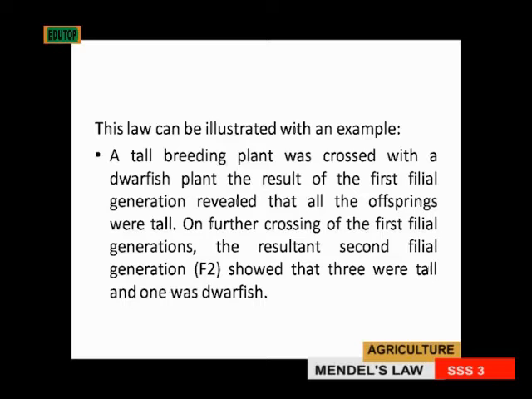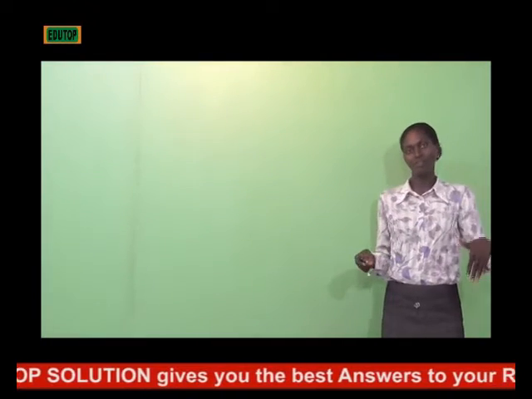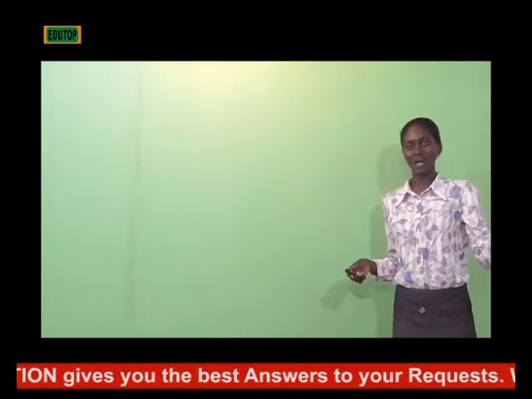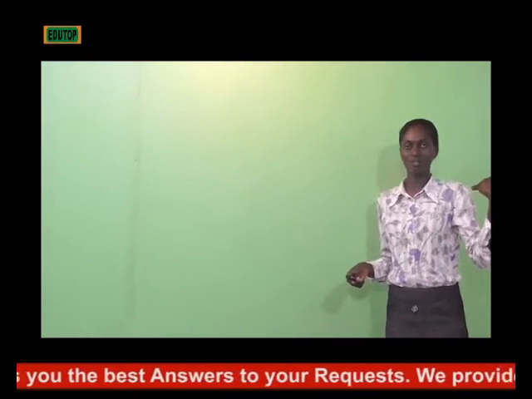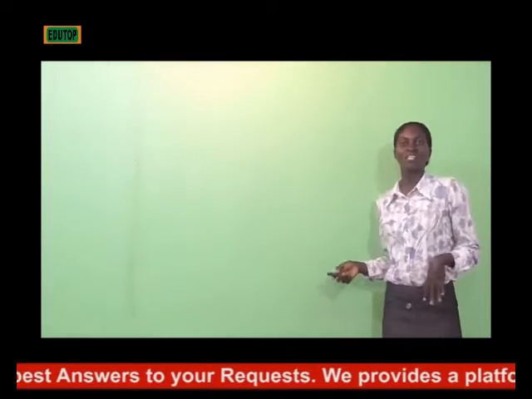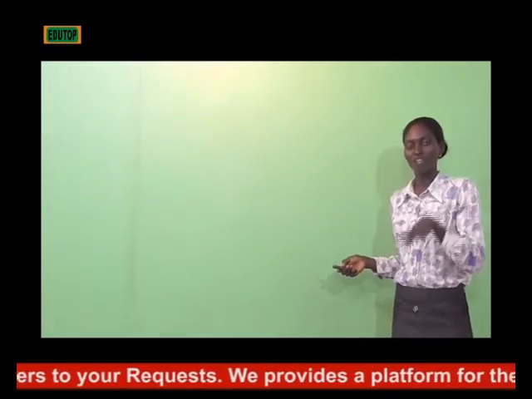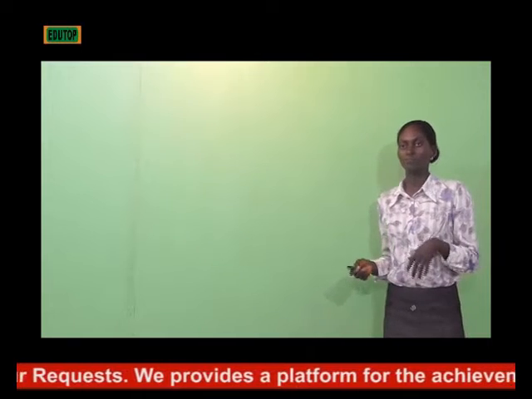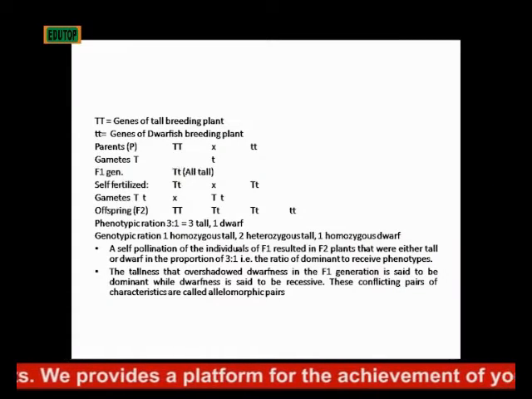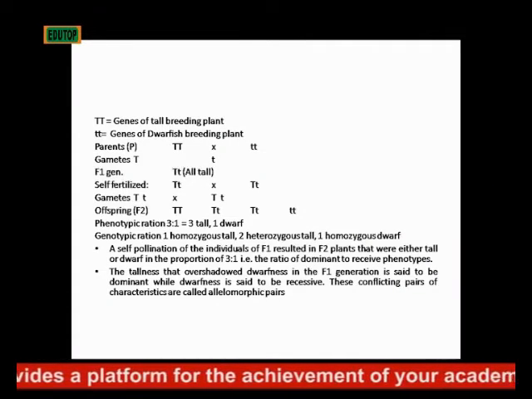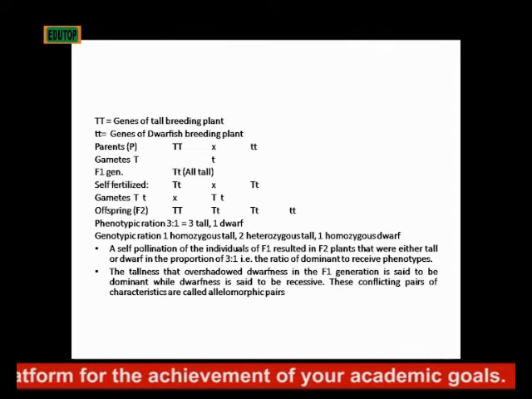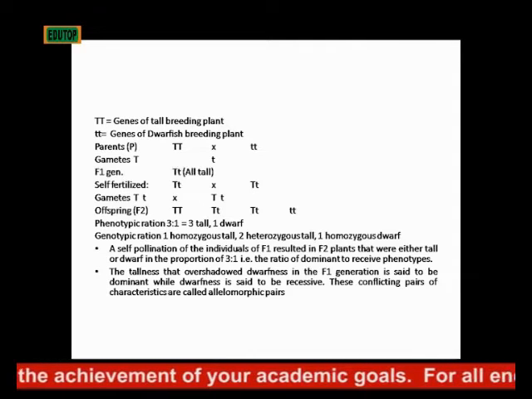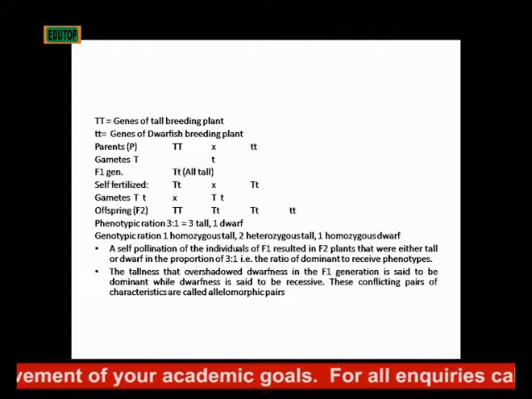it shows that 3 of them are tall and 1 is dwarfish. That is, 3 are tall, then you have that dwarfness that was inherent in the original parents now showing in this second filial generation offspring. Now, look at this illustration. TT represents genes of the tall breeding plant, then the small tt represents the genes of the dwarfish breeding plant.